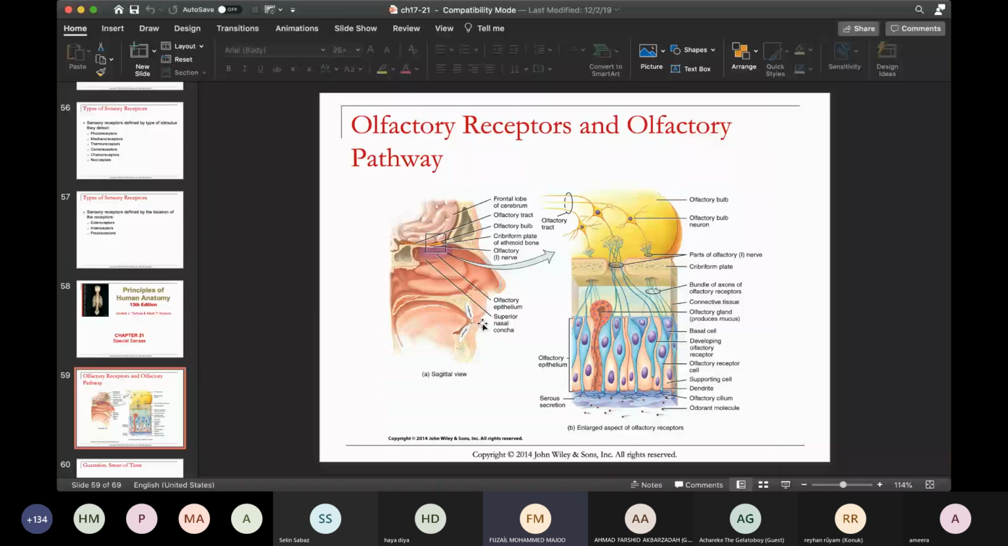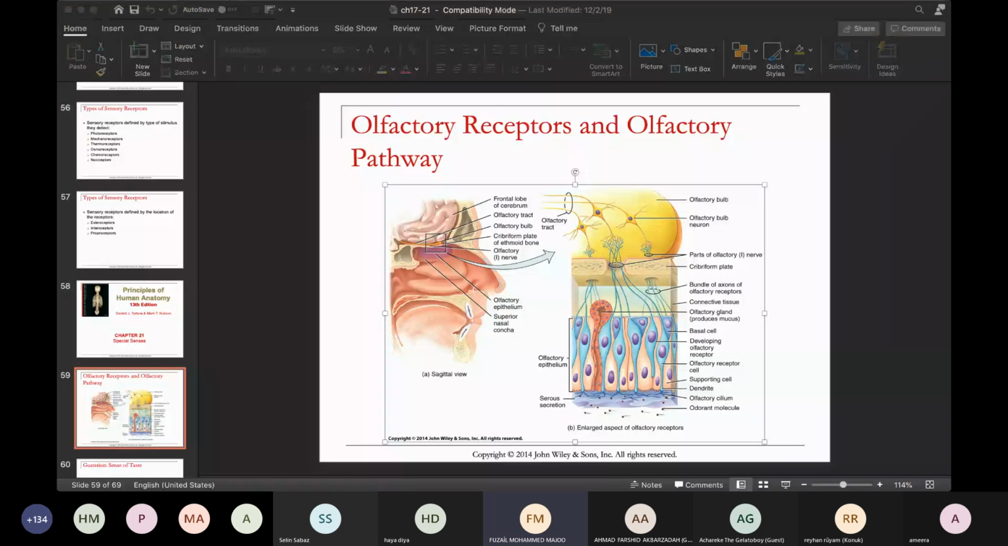The first thing we start talking about is smell, or olfaction. Olfactory receptors: olfaction is the ability to smell. Let me ask a question. Do you guys have any idea how many different types of smells we're able to differentiate between?